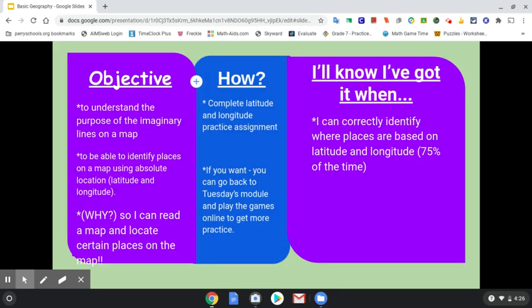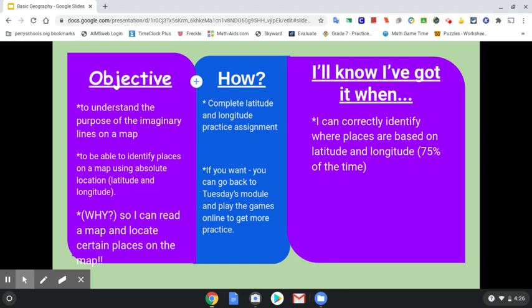Now, what you can expect today. Your objective today is basically the same as yesterday. You're trying to understand the purpose of the imaginary lines on a map, which is to locate a certain location of a specific item. You're going to be able to identify places on a map using absolute location, which is latitude and longitude. Why are we doing this? So we can practice reading a map and we can locate specific places on that map.